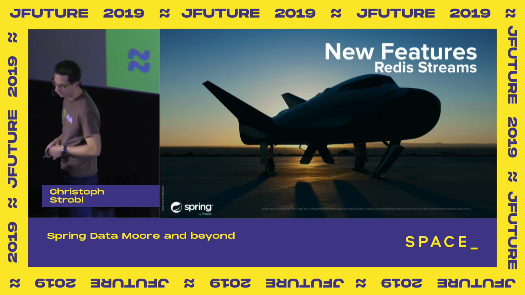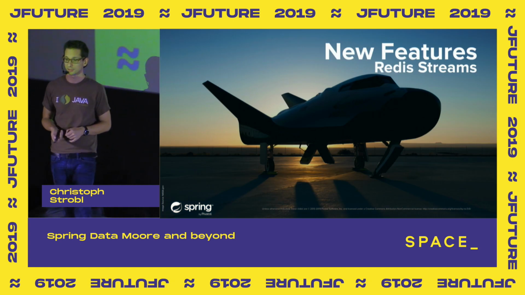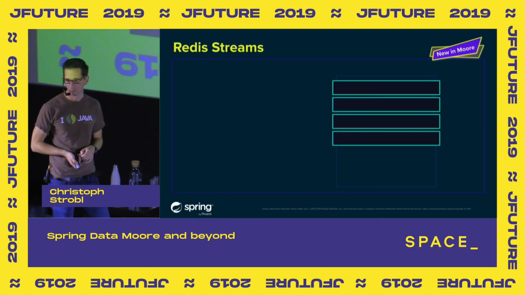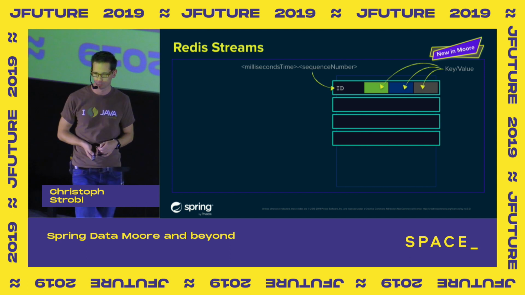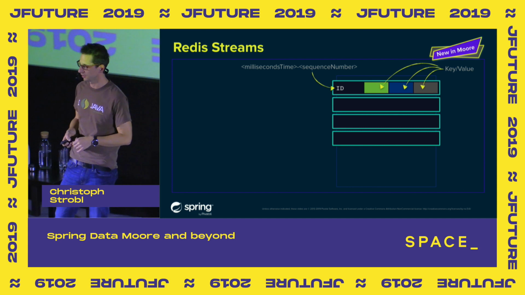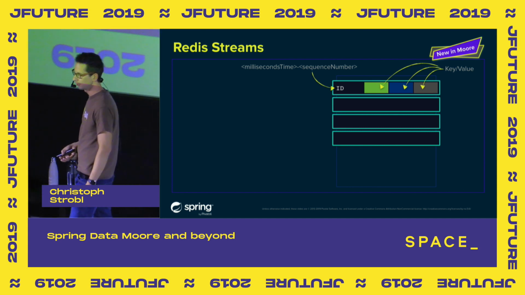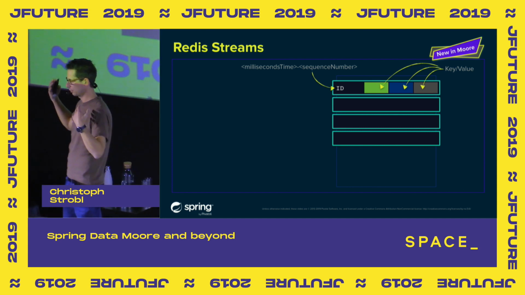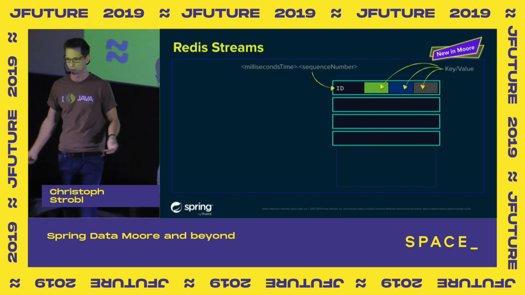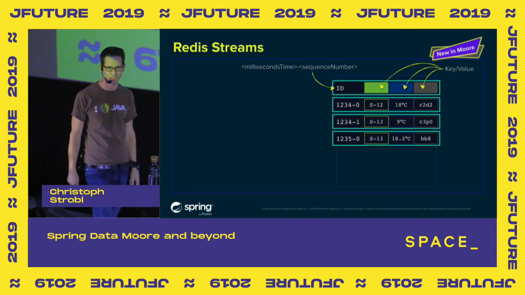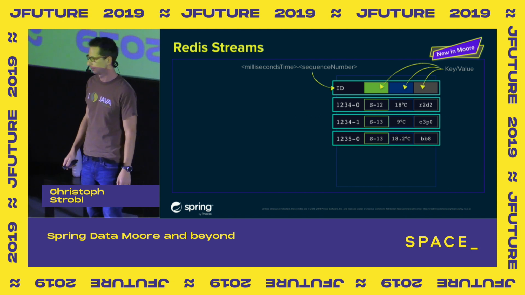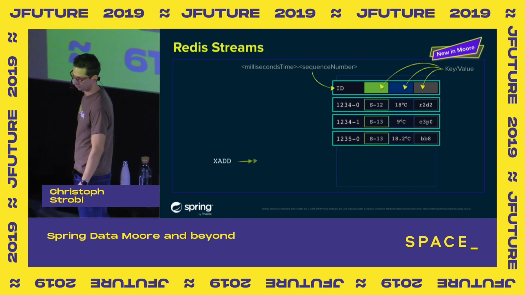For Redis, Redis 5 came with a new data type called Redis streams, which is a log-like data structure, if you will. Every entry within a Redis stream has an ID which is composed of the milliseconds and the sequence number, because there could be several events at the same time, and then a bunch of key value pairs, like let's say we got some sensor data at a timestamp from a sensor with some degrees and a checksum to make sure they are valid.